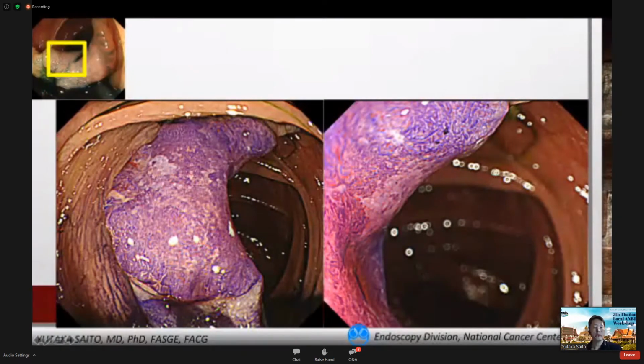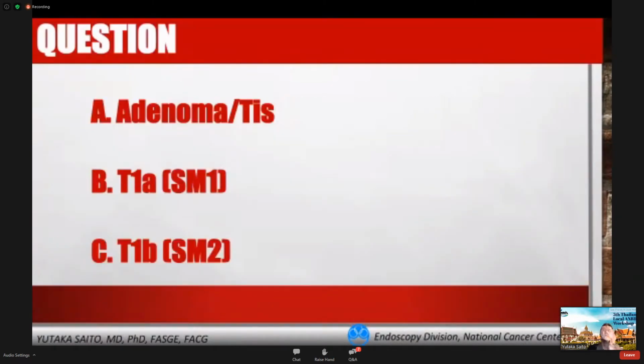Okay, ladies and gentlemen, please answer. How about this lesion? Please vote.